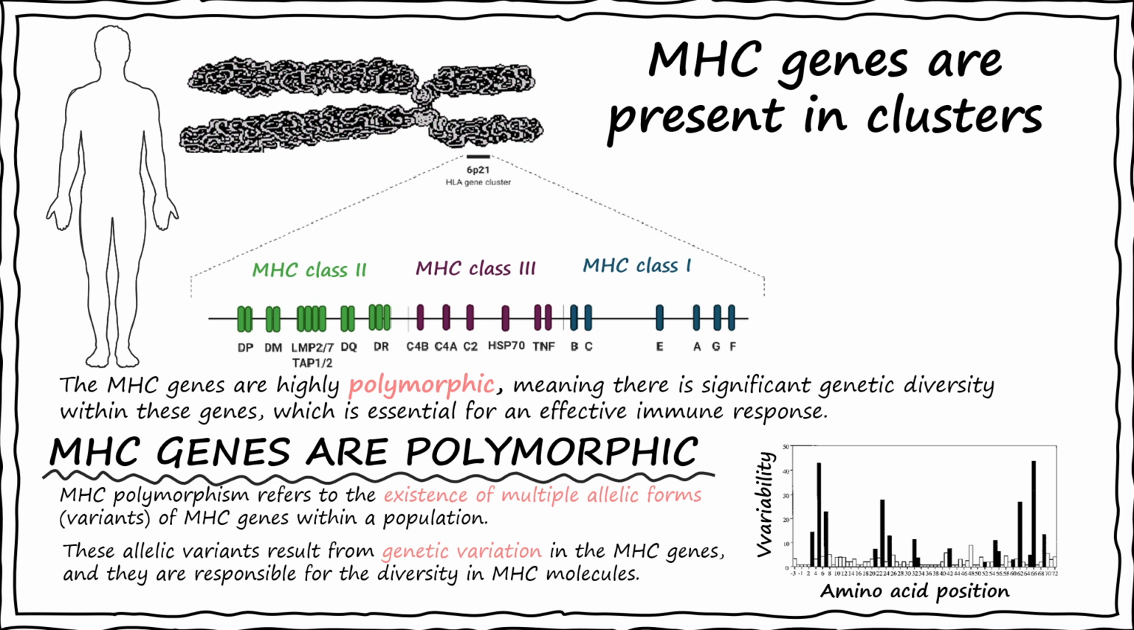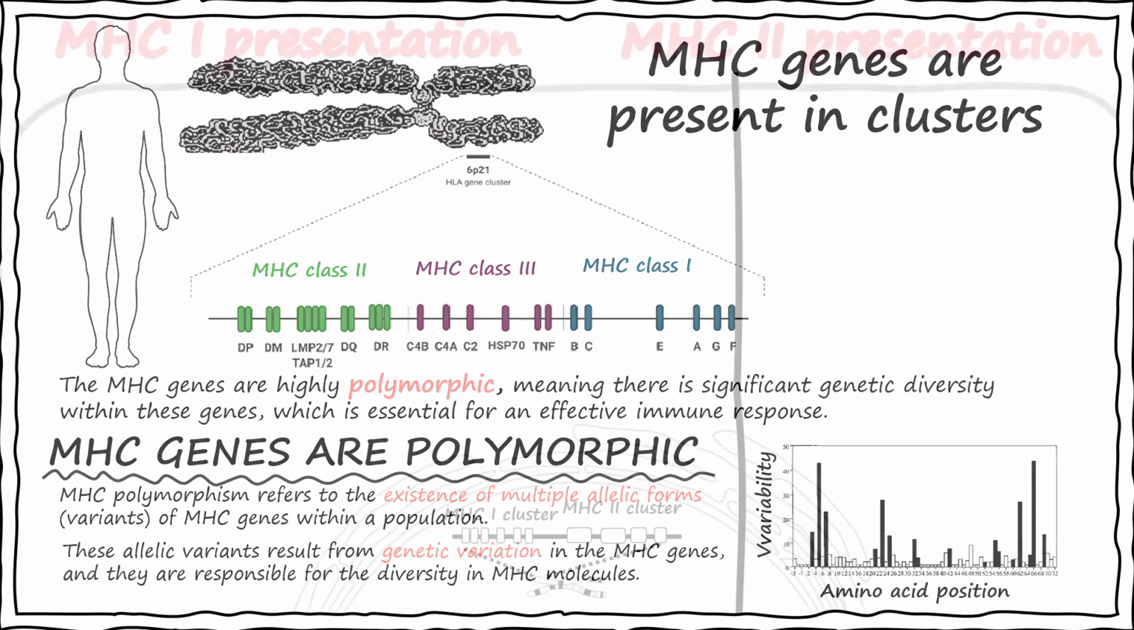Imagine that one particular MHC is not variable, then it has limited potential to display a wide variety of viral or bacterial peptides on its surface. That is not good for the immune system, right? It needs diversity, and that is achieved via this MHC gene polymorphism.